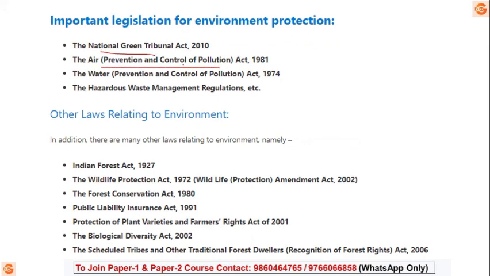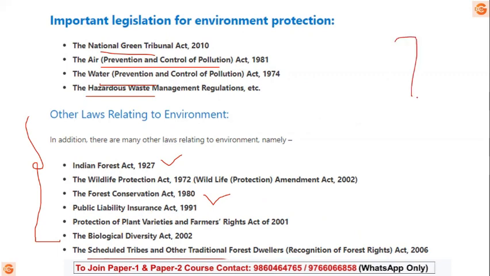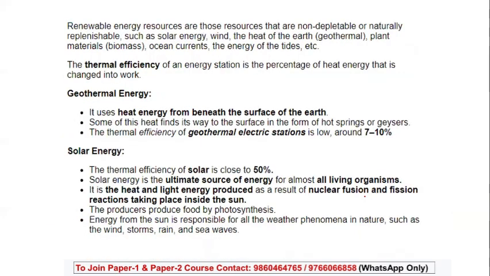Prevention and Control of Pollution, the water prevention, the hazardous waste prevention. Other laws are the Indian Forest Act, the Wildlife Protection Act, the Forest Conservation Act, Public Liability, Protection of Plant Varieties, Biological Diversity, and the Scheduled Tribes and other traditional forest dwellers. Now, please remember, these are not seen as in questions, but in one of the theory parts I read it and it was just given as a heading. So you just read it once. Don't give more concentration to this particular part.